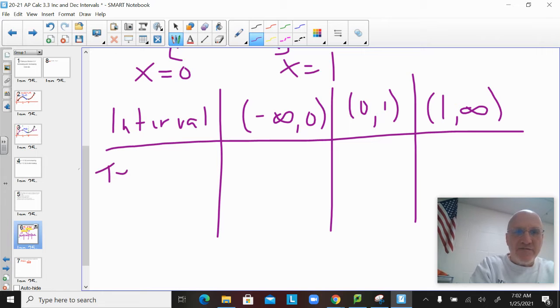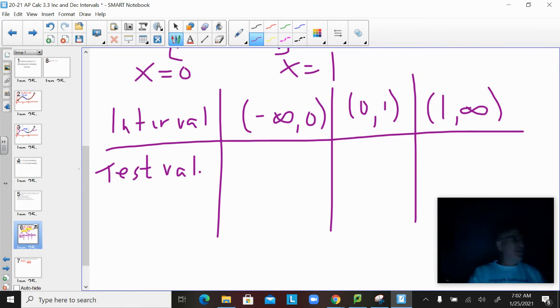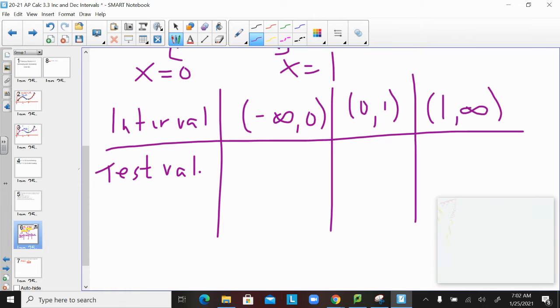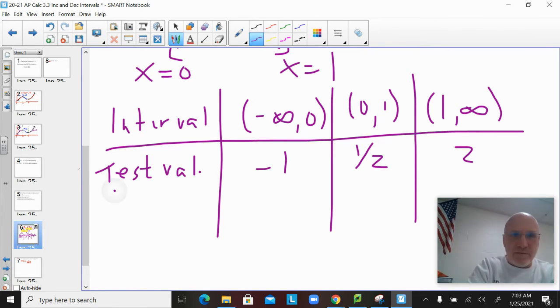And I'm going to pick a test value. Let's pick a number inside each interval. In a minute, we're going to evaluate the derivative at this number, so we want to pick as easy a number as possible. We can't pick the critical numbers; it has to be in the interval. So between negative infinity and 0, sorry, my lights went off again. Between negative infinity and 0, I might pick the test value negative 1. Between 0 and 1, I guess I'll have to go with a half. And between 1 and infinity, maybe I'll pick 2. I am just picking a value in each interval. Okay.